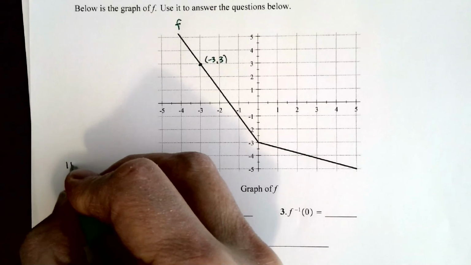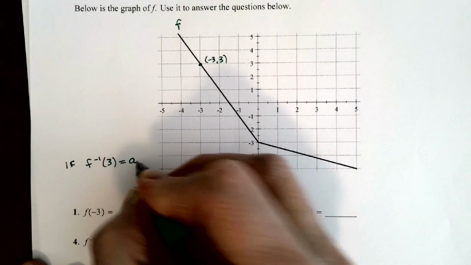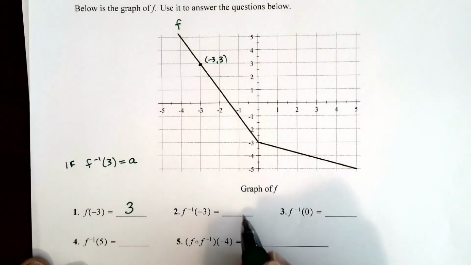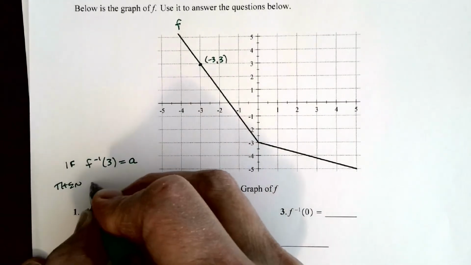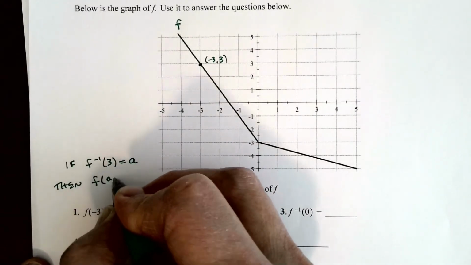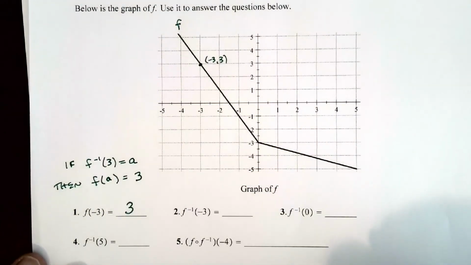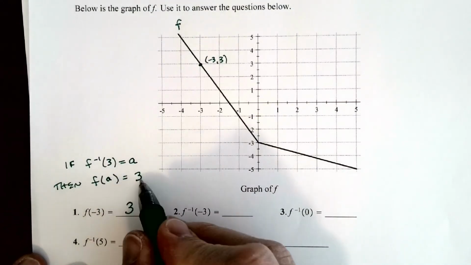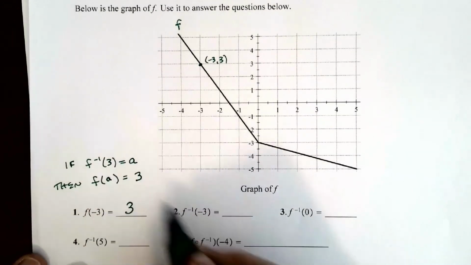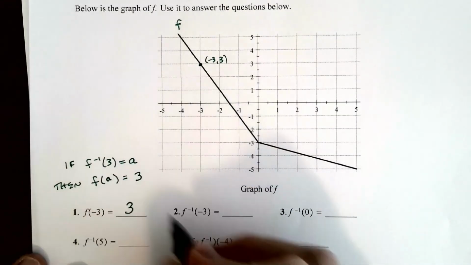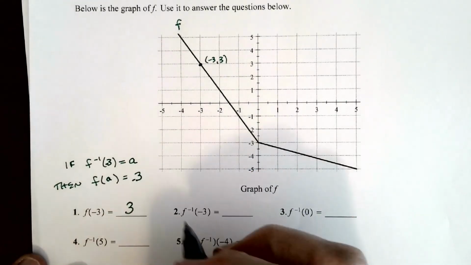If f inverse of 3 equals, I don't know, I'm just going to call it A. I don't know what it is. I'm looking for A. I want to know what goes in this blank. If this is true, then what do we know? f of A must equal what? 3. That's the inverse relationship. If f of A is equal to 3, then f inverse of 3 goes back to A. So what I'm actually looking for when I say what's f inverse, sorry, I should say negative 3 here. Let me change that to negative 3. Doesn't really matter, it's the same in both cases, but negative 3.